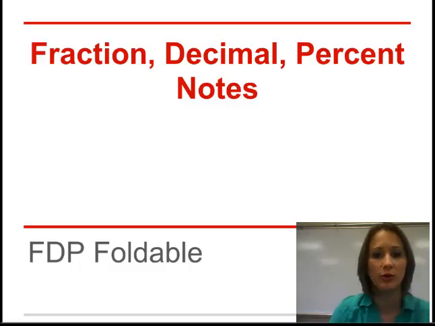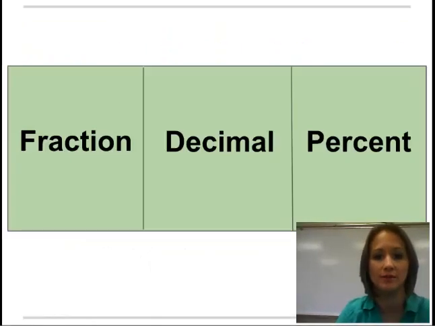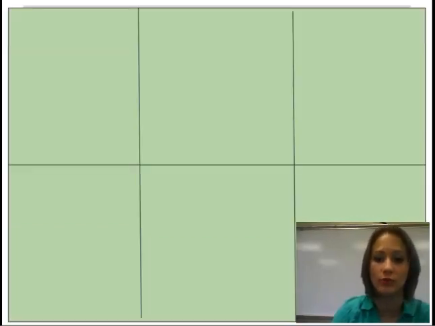You should have prepped your foldable already in class, so please open your spiral to that foldable and we'll begin. On the front of your foldable, title each section fraction, decimal, percent. Go ahead and pause the video and do that now. Now open your foldable. You have 6 sections on your foldable. We will be writing in all sections. It is important that you write neatly and within each box.